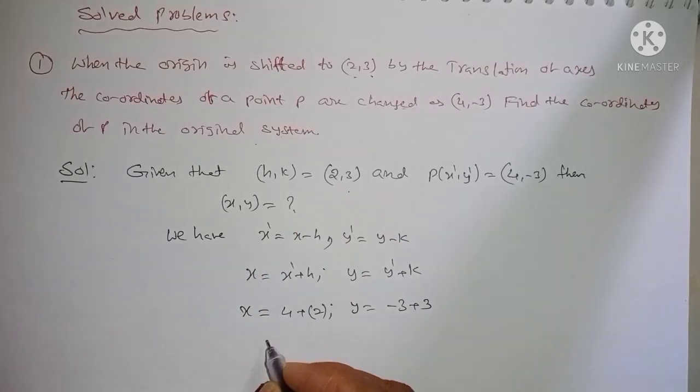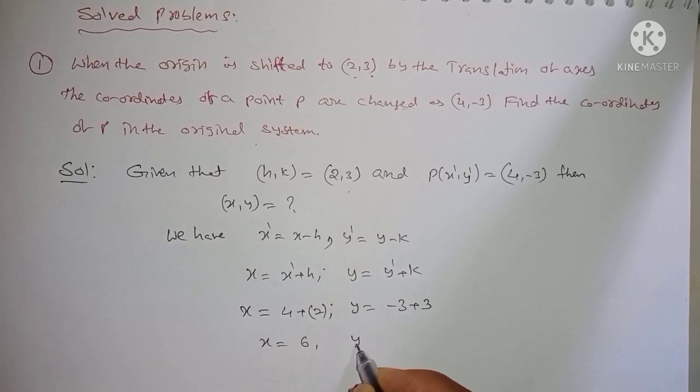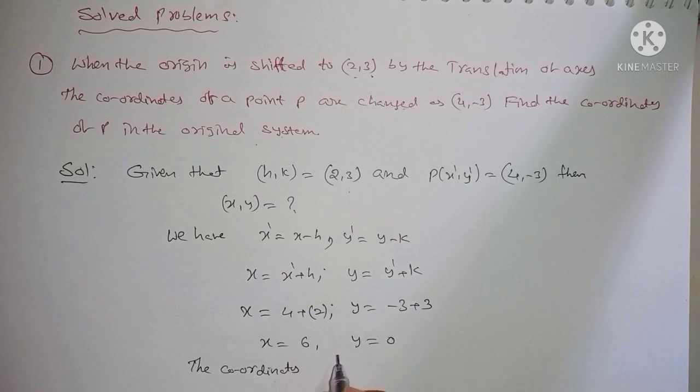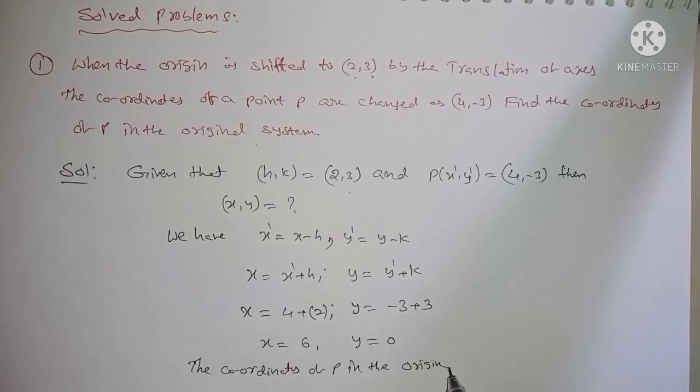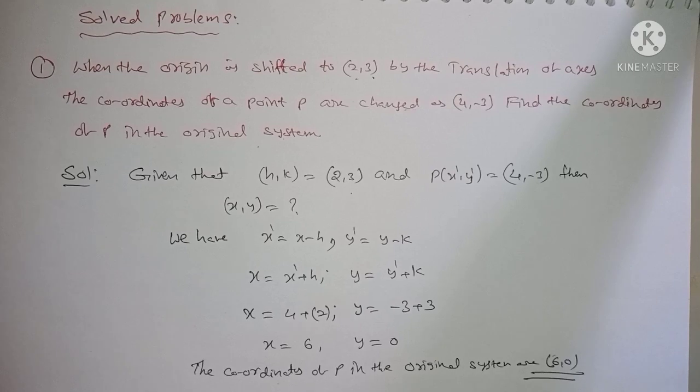Therefore x is equal to 6 and y is equal to 0. Therefore the original coordinates of P in the original system are 6 comma 0. This is the answer. Original x comma y value is 6 comma 0. Okay, well understood?